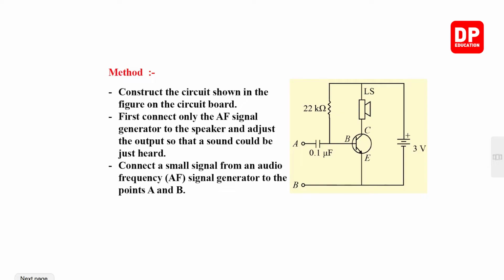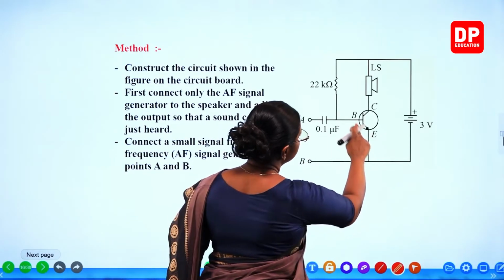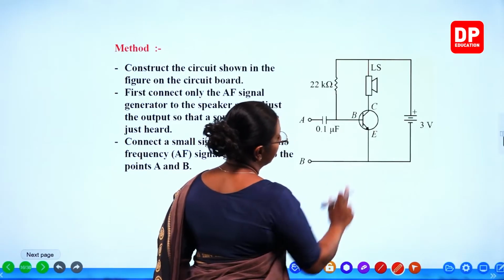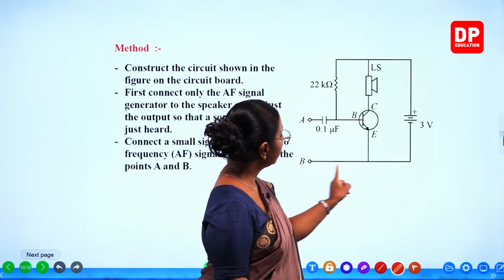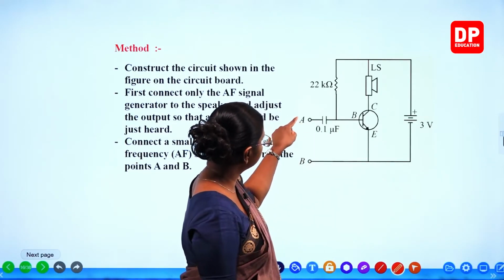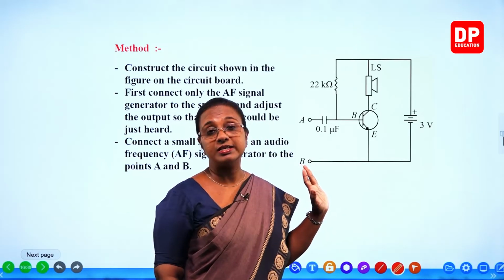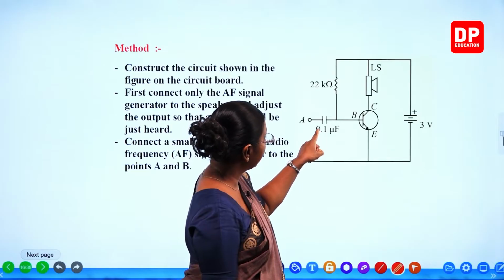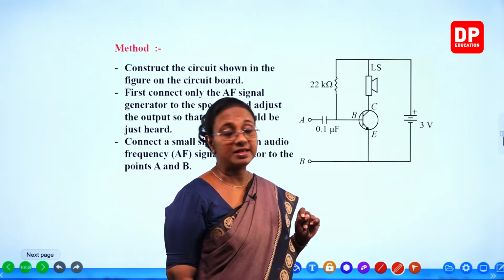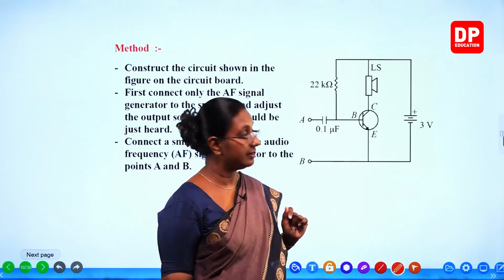So here, method: construct the circuit shown in the figure on the circuit board. If we look at the circuit, here you can see this is the NPN transistor. You can see emitter, base and collector. Then the base and emitter terminals are connected between these points A and B, where you supply the audio frequency signal. And here you can see the capacitor is connected to terminal A, which is connected to the base terminal. So we connect a capacitor and we provide the audio frequency signal there.